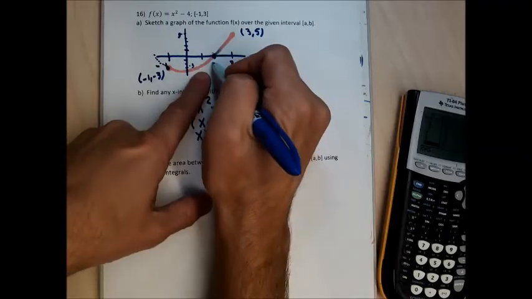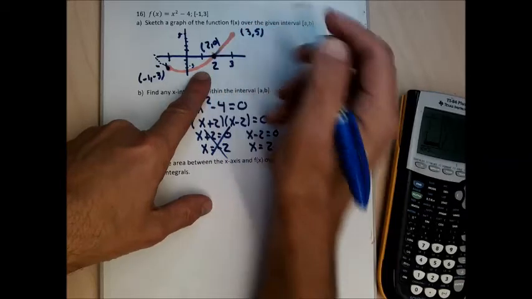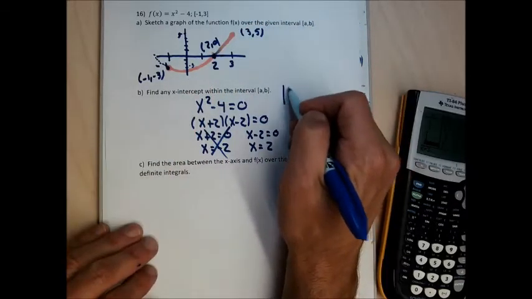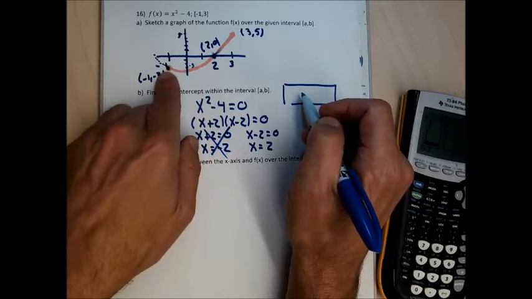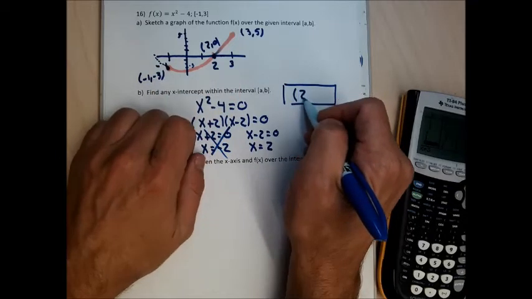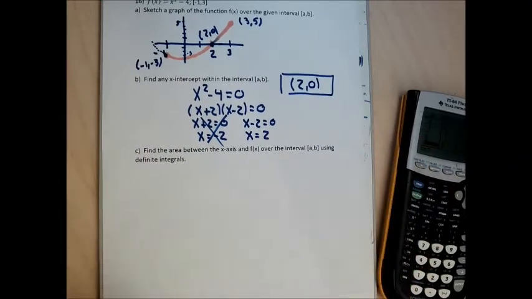This x-intercept has an x-coordinate at 2, and it's technically the point 2, 0. So for the answer to part B, the x-intercept that's in the interval between x equal -1 and x equal 3 is the point 2, 0. Done with part B and part A, I have a reasonable graph, and I have the x-intercept labeled.